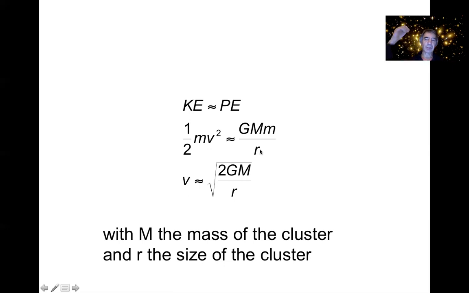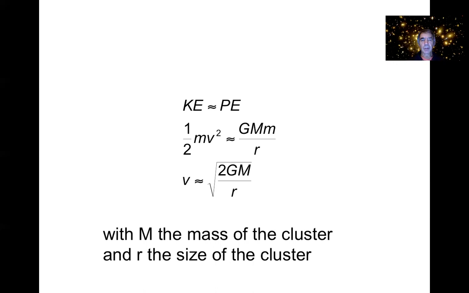So really, again, if we consider a galaxy on the outer edge of one of these clusters, then R is like the size of the cluster, the size of the orbit, whichever way you want to look at it. You can see it's actually very similar to the Keplerian argument. It just differs by a factor of 2 here.